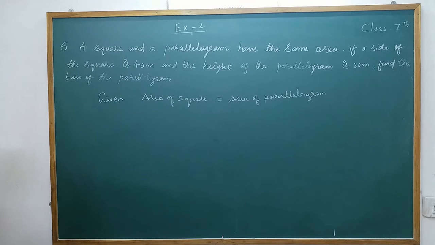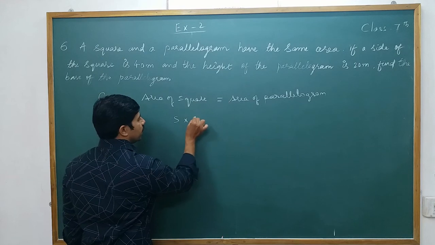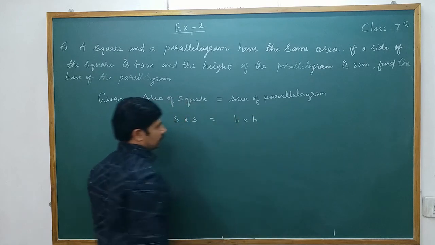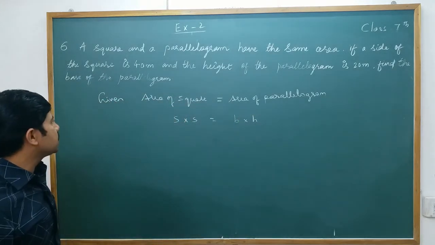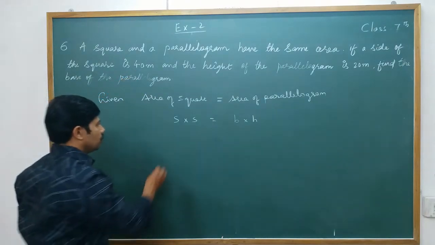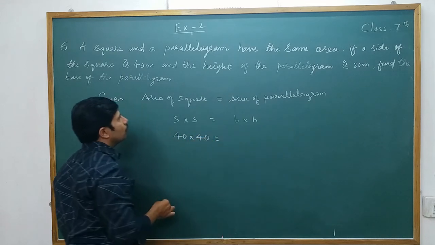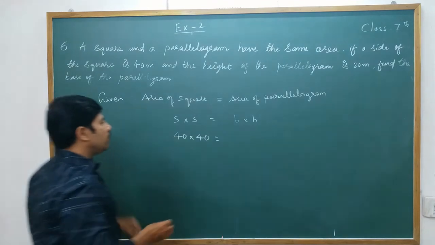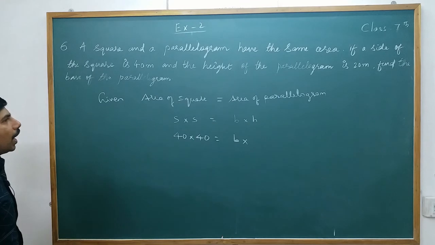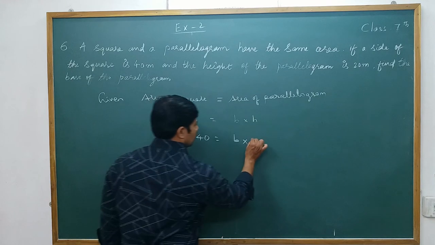Okay, so now using this we have to find the base of the parallelogram. Area of square is side into side. Area of parallelogram is base into height. Just we write the formulas. Now what is the side of the square? Side of the square is 40 meters. So we'll substitute. It is 40 into 40 is equal to, we have to find the base, so B as it is into height. What is the height of the parallelogram? Height of the parallelogram is given as 20 meters. So that height I'll substitute, this 20.